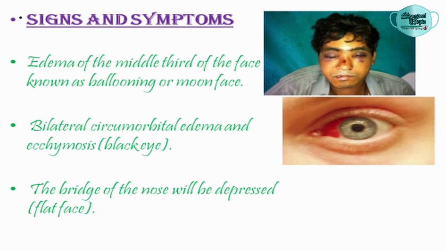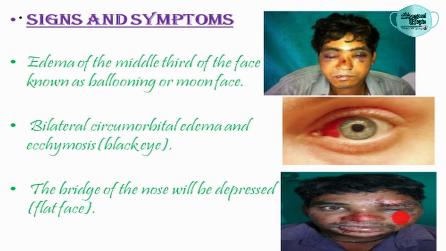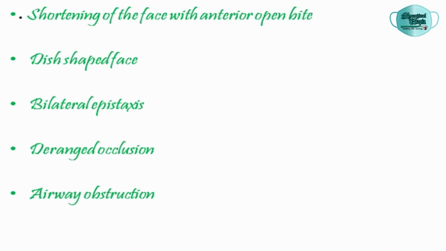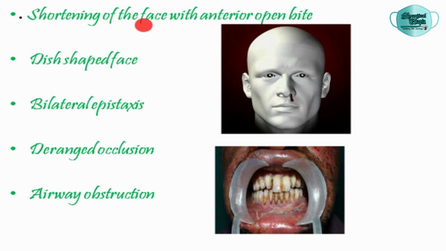The next one is circumorbital edema. There may be swelling present circumorbitally. Along with the edema, ecchymosis may be present surrounding the entire eye, and this gives a black eye appearance. Along with this, there may be depression of the nasal septum, which gives an appearance of a flat face. Other features are shortening of the face with anterior open bite. This occurs due to the impaction of the fragment against the cranial base, thus resulting in the shortening of the face with anterior open bite.